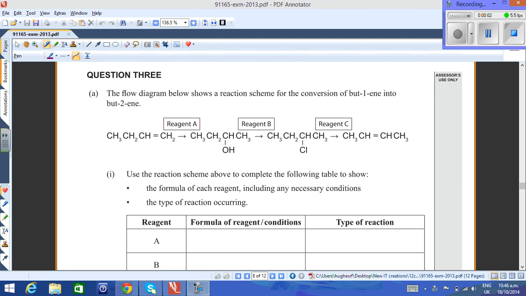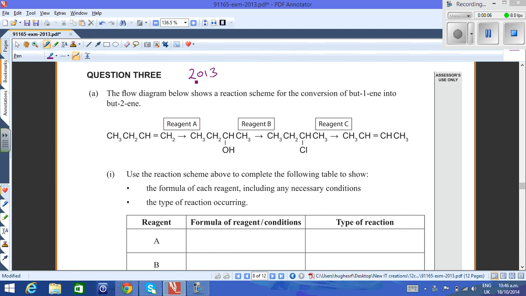Okay, so let's take a look at question 3 from the 2013 paper. Still looking at organic chemistry at the moment. So it's a flow diagram style question. And students who know their overall scheme of how all the families link together for level 2 organic chemistry, or level 3 for that matter, will enjoy doing questions like this.